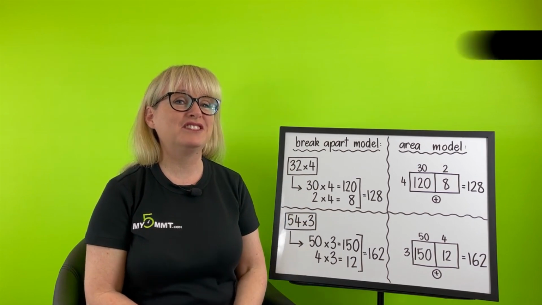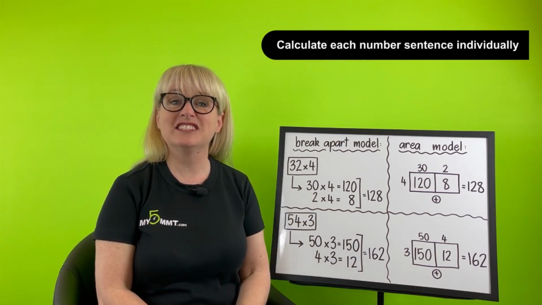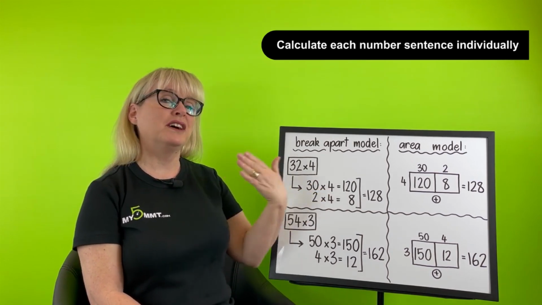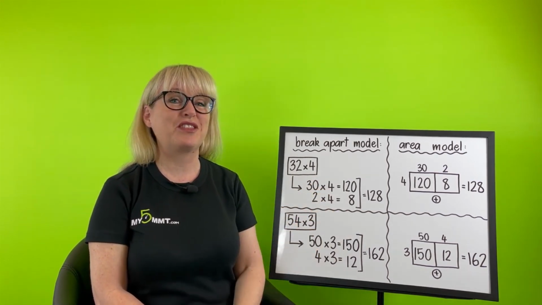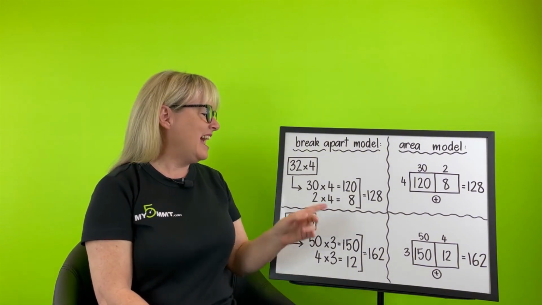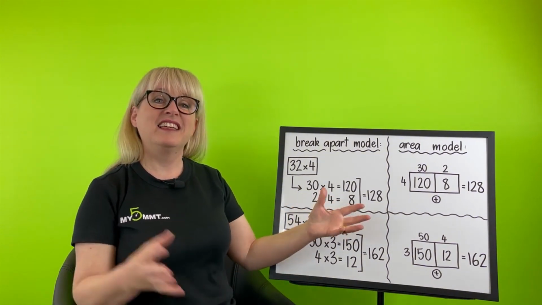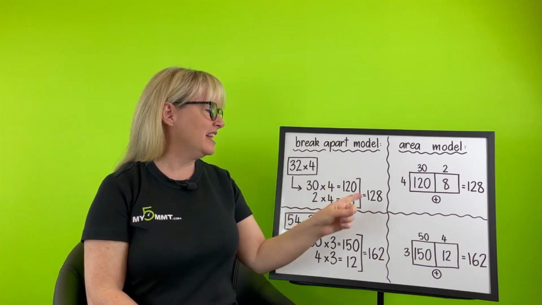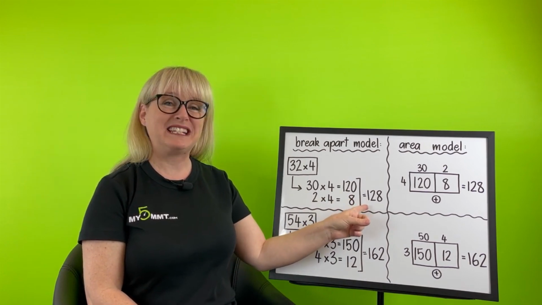Well, now what we need to do is calculate each number sentence individually. 30 times 4, well, if I know 3 4s are 12, I can do 30 times 4, it'll be 10 times bigger at 120. And 2 times 4 is 8. Then I need to regroup and add those two numbers together, and that's how I get 128.